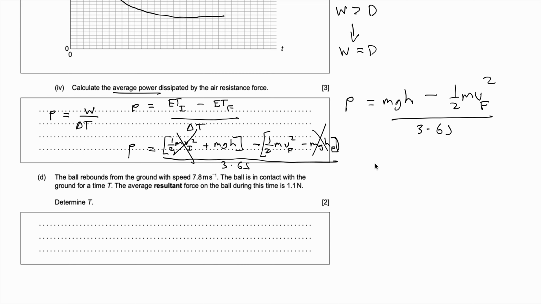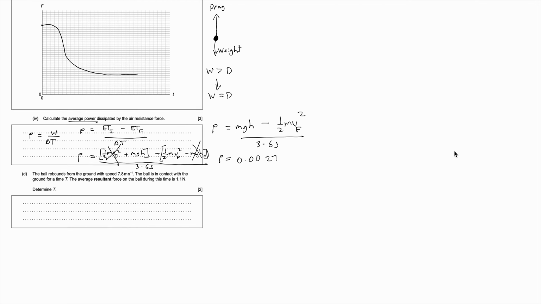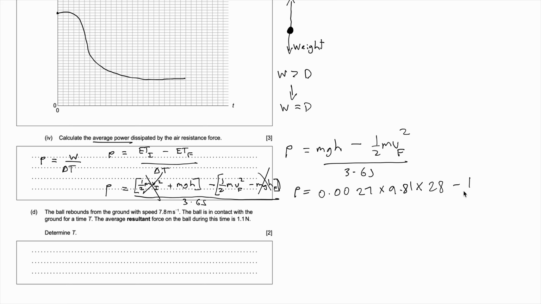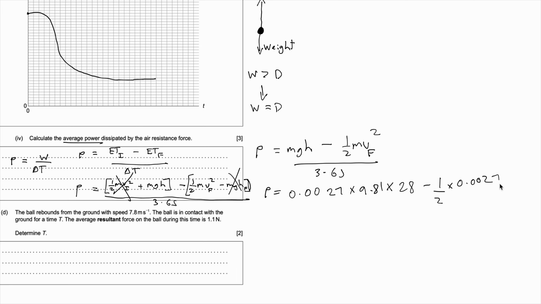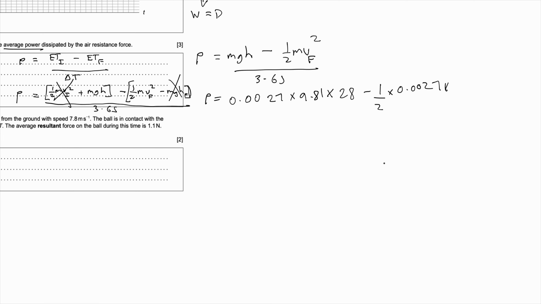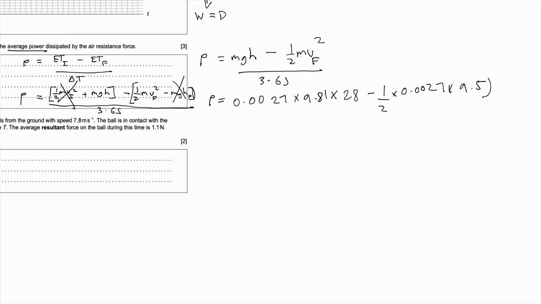Now let's plug in all the values that we know. So we know that power is equal to the mass of the ball, of course, 0.0027, times the gravity, 9.81, times the initial displacement, which is 28 meters that was given at the start, minus half the mass of the ball again, 0.0027, times the final velocity, which in this case was given to be 9.5 meters per second, squared, and this whole thing over 3.6 seconds. This would tell us the average power dissipated.